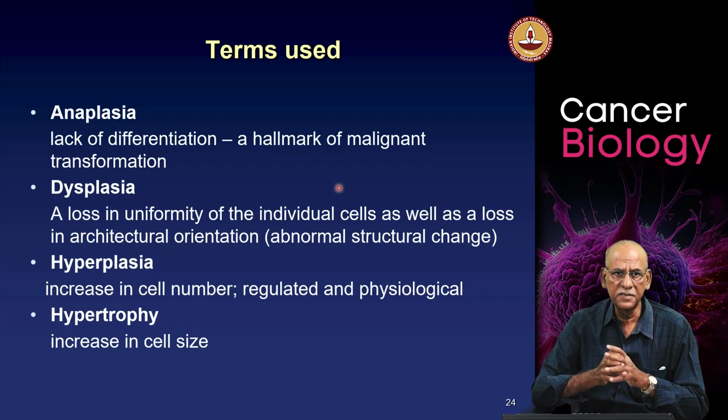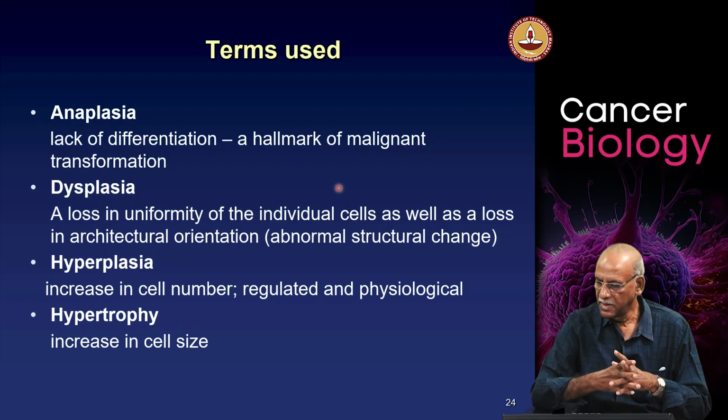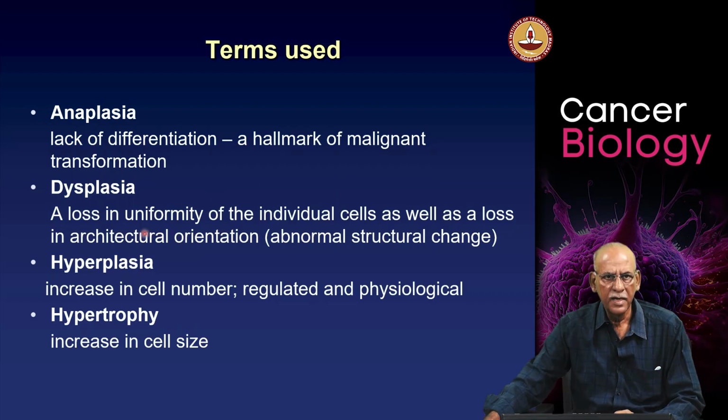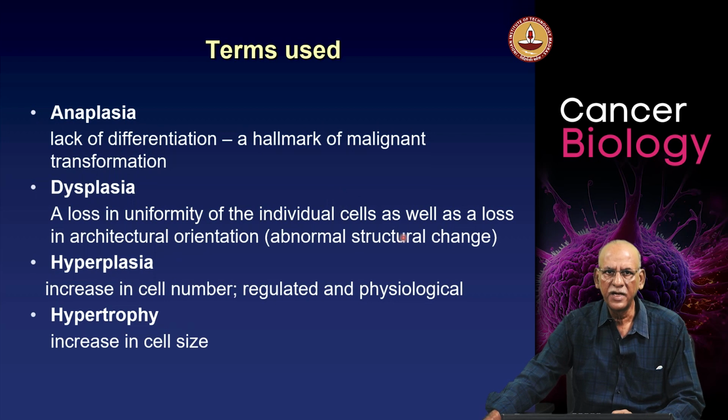But cancer cells are poorly differentiated. So, that lack of differentiation is called anaplasia. Then there is a loss in uniformity of the individual cells as well as a loss in architectural orientation. Later on I will show you the abnormal structural changes that occur in cancer cells in the beginning, which is called dysplasia.